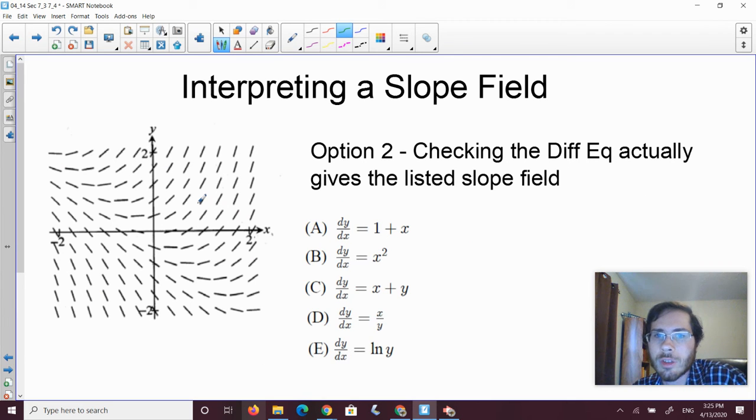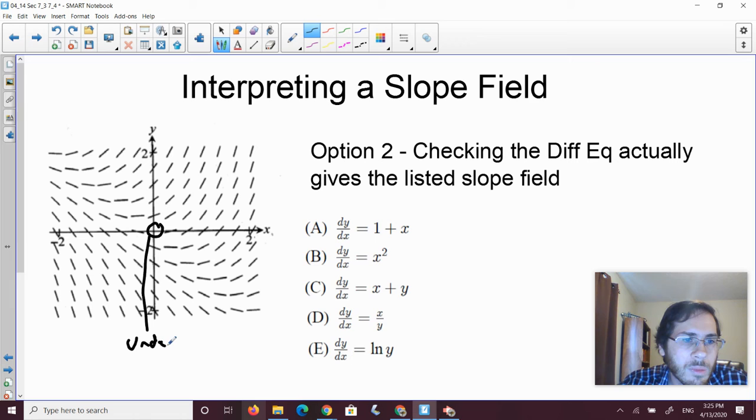Option 2 is to actually make sure that the differential equation gives you the listed slope field. So in this case, the easiest thing to do is to try and find anywhere where it looks like it's 0 or undefined. Well, here they don't have a line. So it looks like it's either undefined or they just printed it poorly.